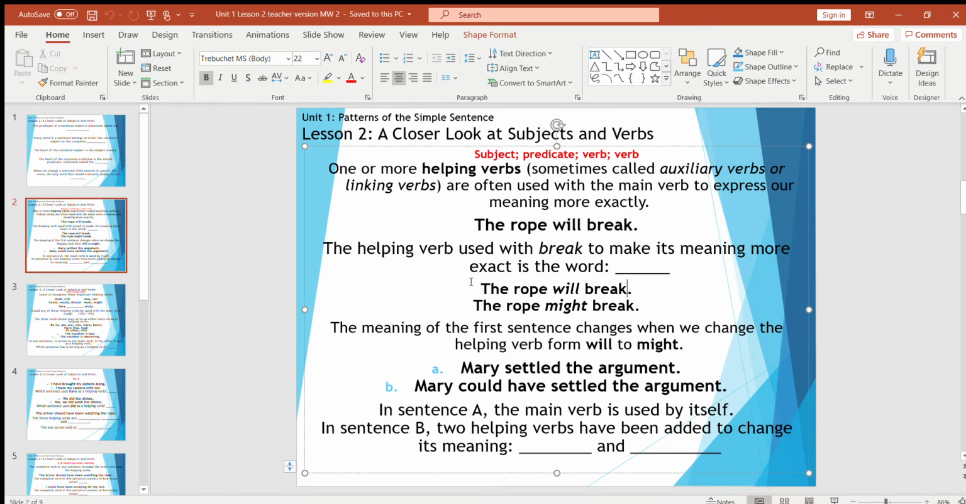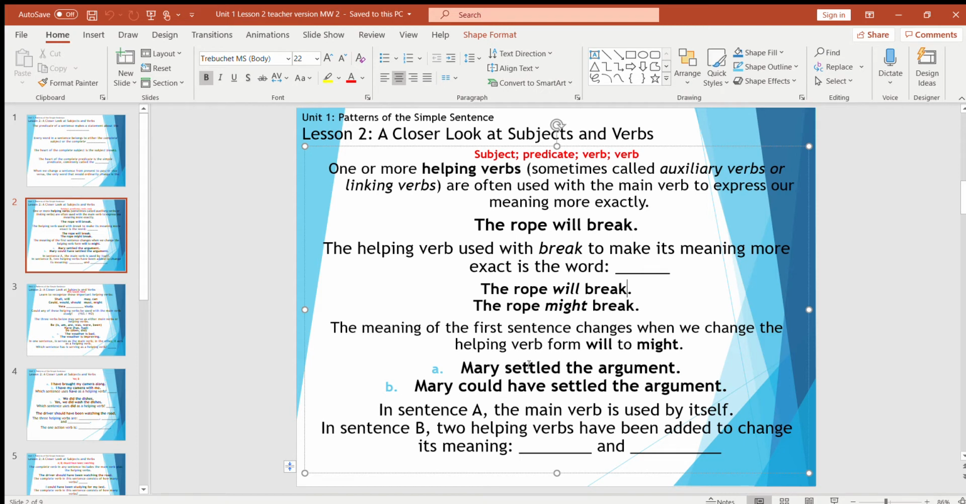Now, you'll notice the meaning of the sentence changes depending on what helping verb you use. So if we have the rope will break, we know 100% for certain that the rope is going to be torn into two. But if we have the rope might break, that isn't necessarily as certain that it's going to happen. So the meaning of the sentence changes depending on the helping verb that you use, which is why helping verbs are important to pay attention to.